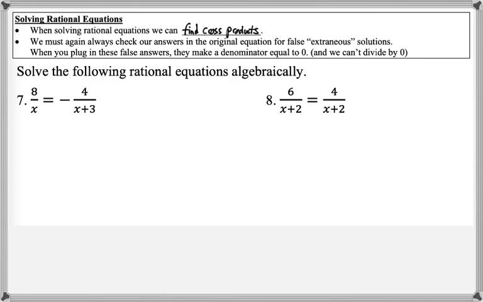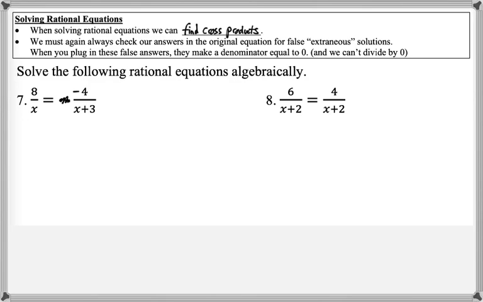So number 7, we have 8 over x is equal to negative 4 over x plus 3. Now I have this negative sign, and I can either give that to the top or the bottom, and it's easier to give it to the top and make that a negative 4 because that's just one number. If I were to give it to the bottom, I would have to make this a negative x and a negative 3. So it's just going to be a negative 4 on the top.